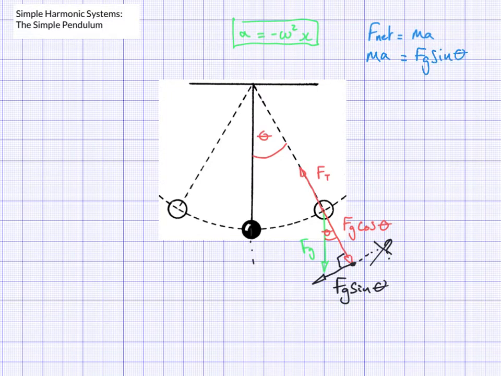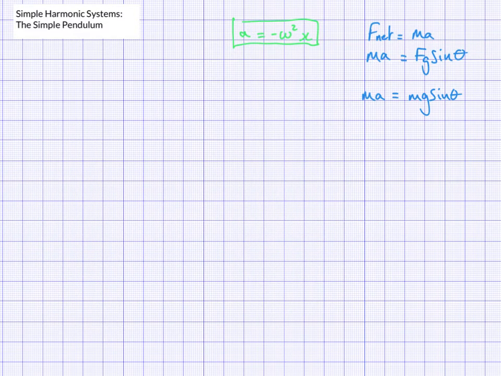So let's flesh this out a little bit more. We'll go ma, and that's going to be equal to mg, because Fg is mg. So mg, and there we go, sine theta. Okay, so at this point, I think we can move our little vector diagram away. We're done with that for now. So let's just move this out of the scene.